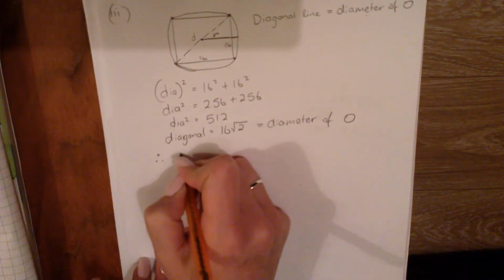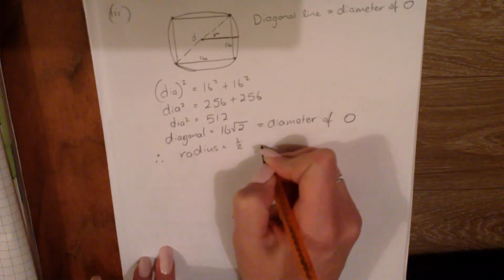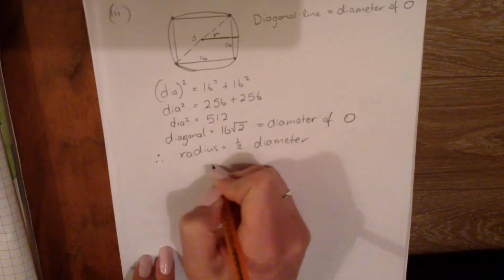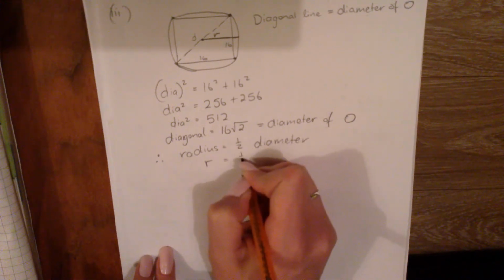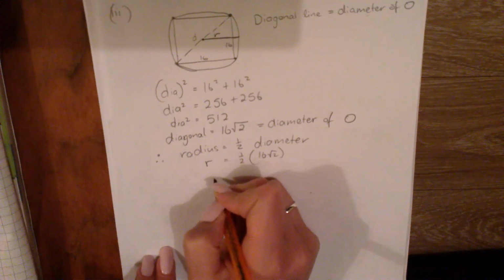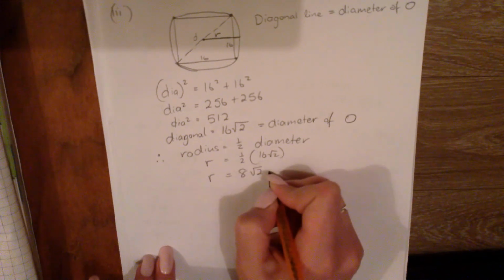Therefore, we remind ourselves that the radius is equal to half the diameter. The radius is equal to a half times 16√2, or 16√2 divided by 2, whatever way you want to say it. So therefore the radius is 8√2, and this is in centimeters.